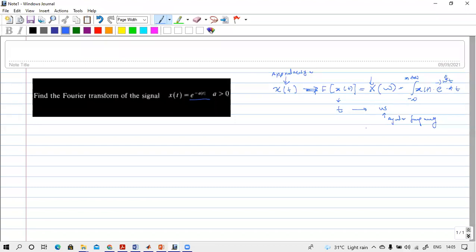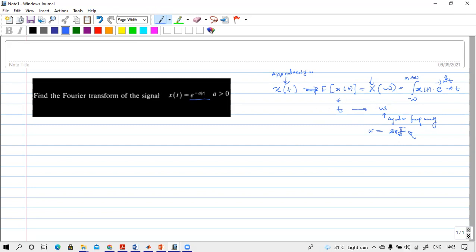So if you want to convert it to f, that means frequency, this is angular frequency. If you want to convert it to frequency, you know the relationship between omega and f, that is omega equals 2 pi f. So you can use this and convert it to f. So this is the time to frequency transformation if we look at the surface.